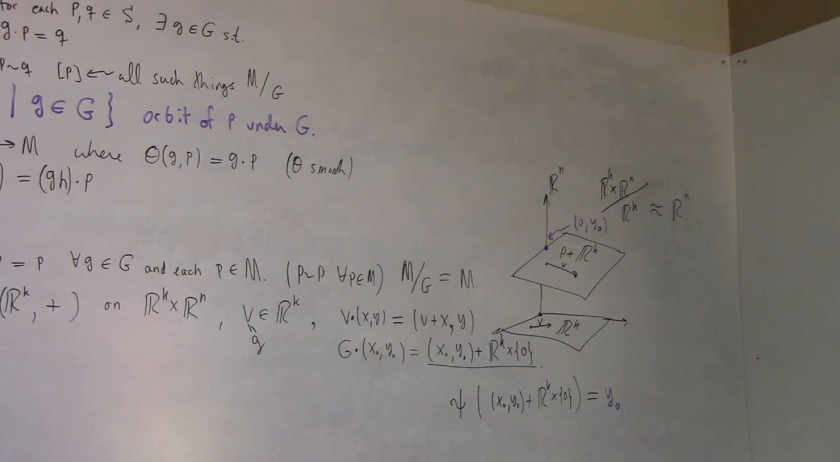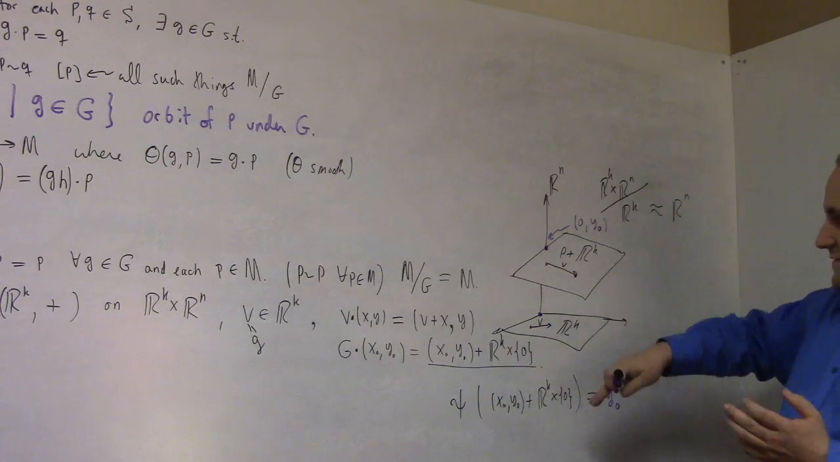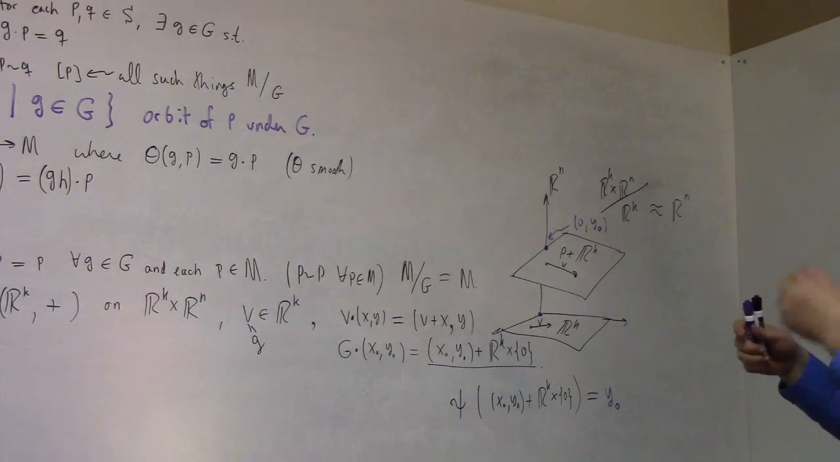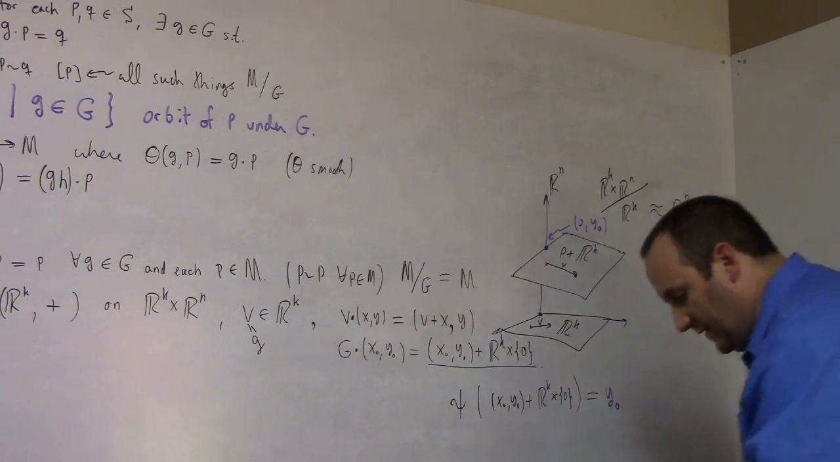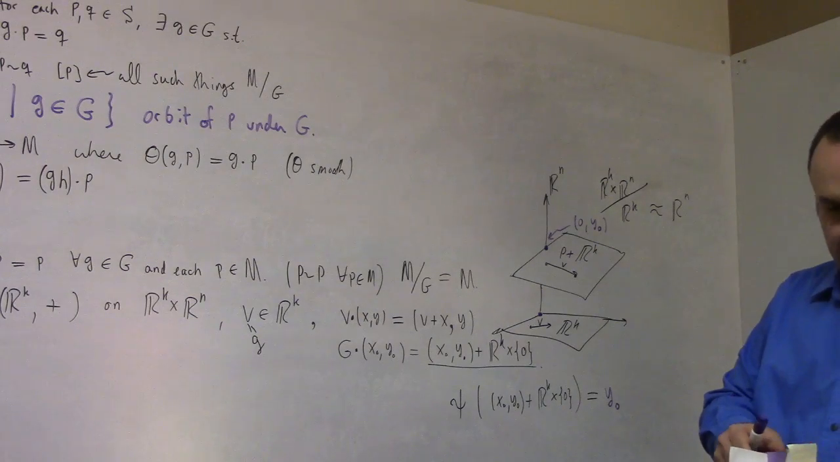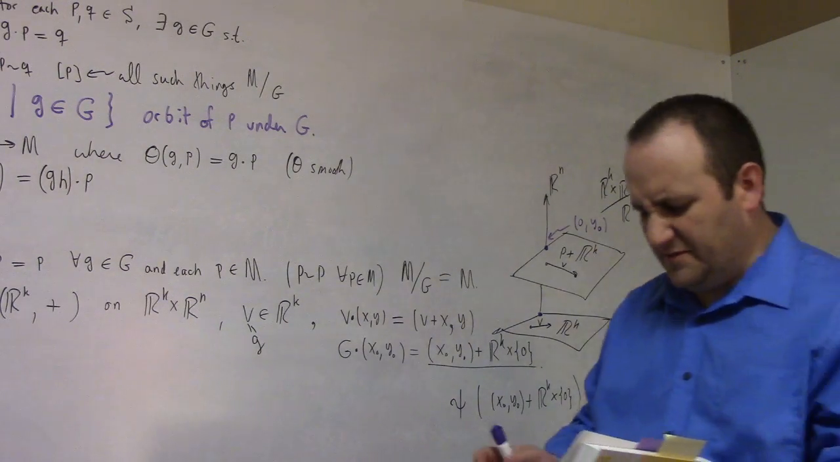Now, there's no reason, if you just keep thinking about different group actions, that this kind of labeling of orbits has to be done in a smooth way. He's about to give you examples of orbit spaces which are not manifolds, but are kind of almost manifolds.